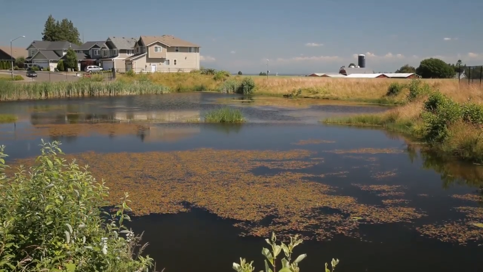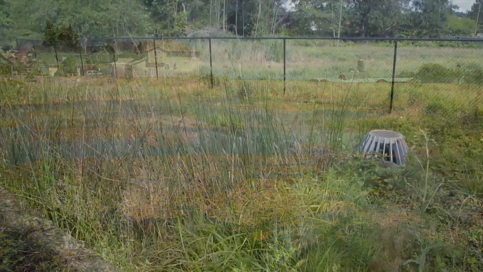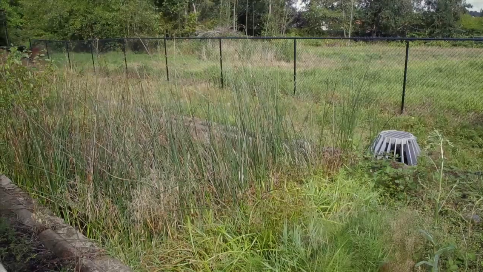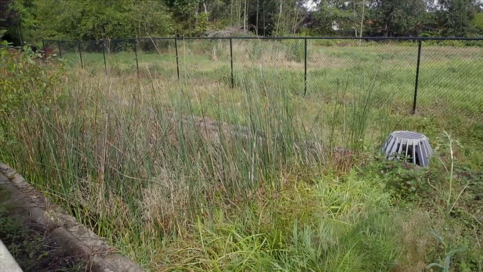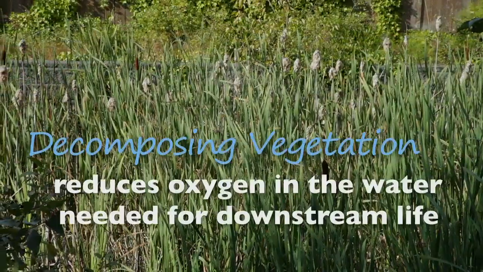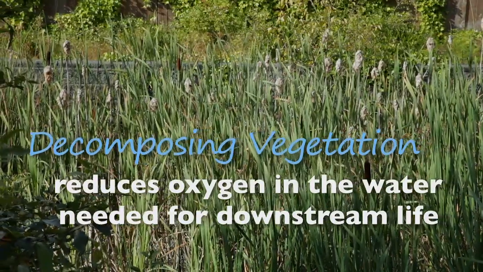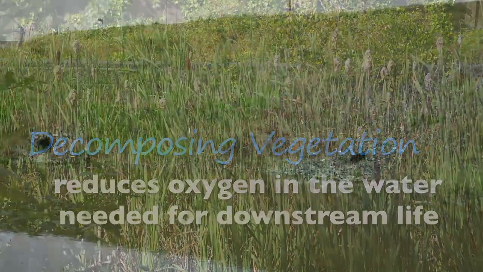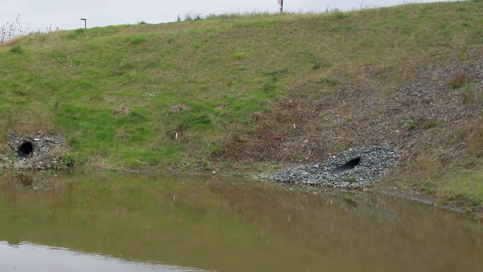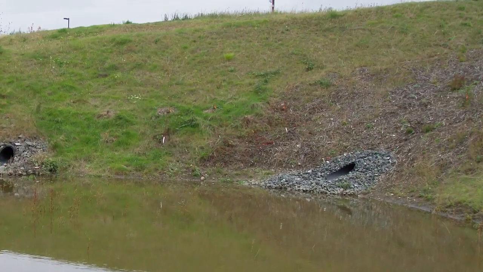If cut vegetation is left in the pond, it can reduce the water storage capacity of the pond. Also, as the grass clippings decompose, they can rob the water of oxygen needed for a healthy downstream ecosystem. Since the grass protects the pond, watch for bare areas that can suffer from erosion, adding sediment to the pond.